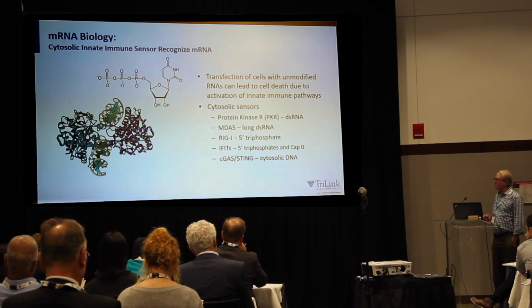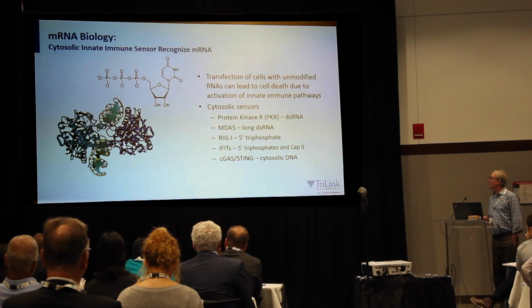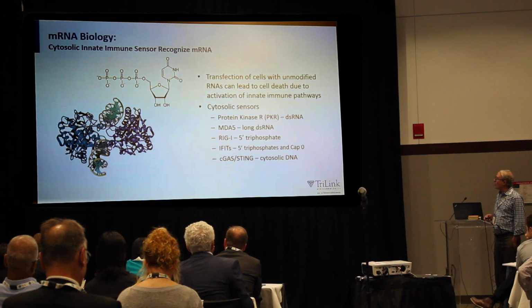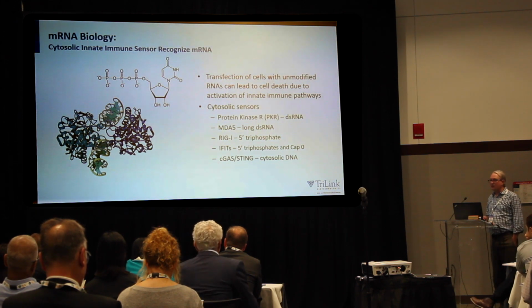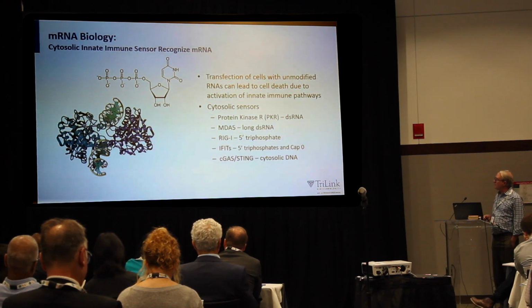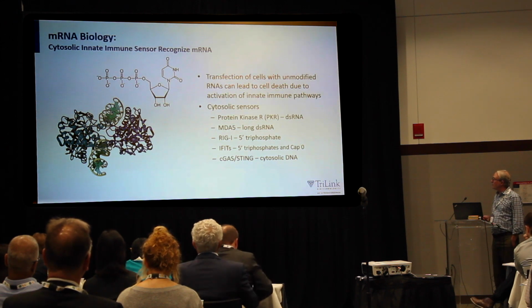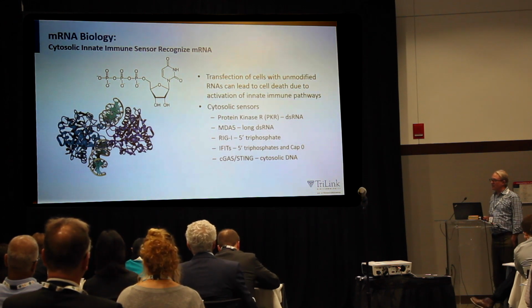All right, so there are also a number of cytosolic receptors that recognize mRNAs in the cytosol. And these would include PKR, which recognizes short double-stranded RNAs, MDA5, which recognizes long double-stranded RNAs, and RIG-I, which recognizes 5' triphosphates. There's a family of proteins called IFITs, which recognize 5' triphosphates and Cap0. And then lastly, there's a newly discovered pathway called cGAS-STING, which recognizes cytosolic DNA ends.